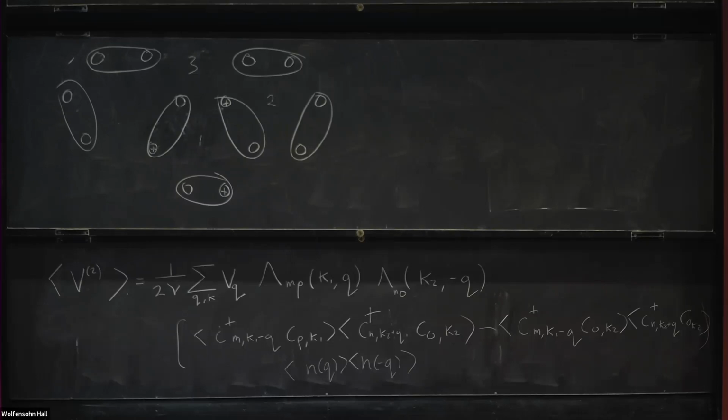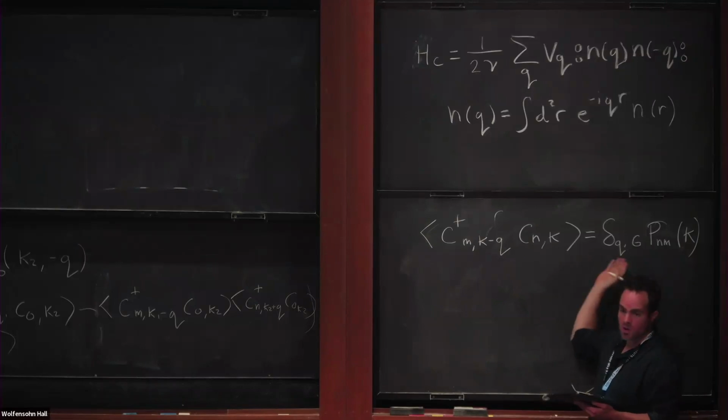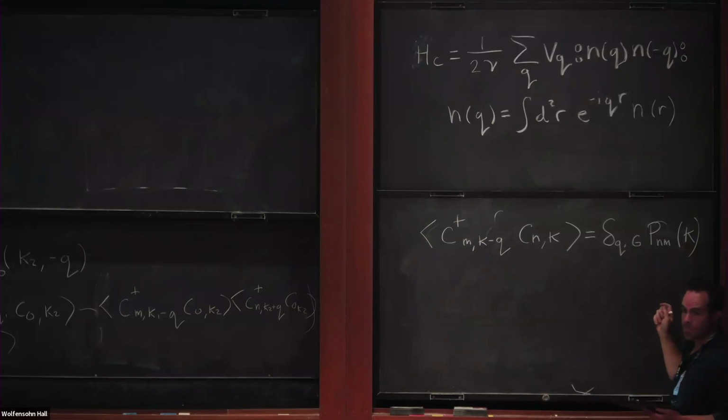If you took a general expectation value like this between 2 points that differ by Q, it's going to be non-zero only if the momentum difference between them is some reciprocal vector. So I'll write that as a condition that Q needs to be equal to a reciprocal vector, where G runs over all the reciprocal vectors. And then it could be totally arbitrary, the NM as a function of K. Okay, so this is the assumption that my expectation values preserve lattice momentum.